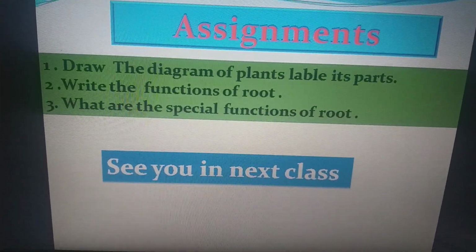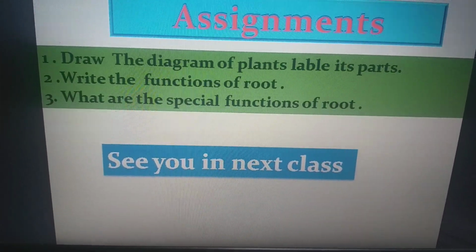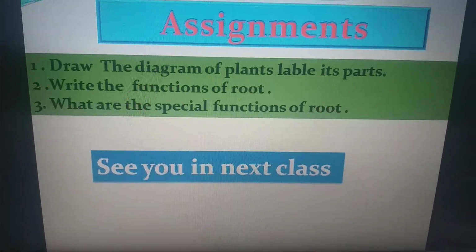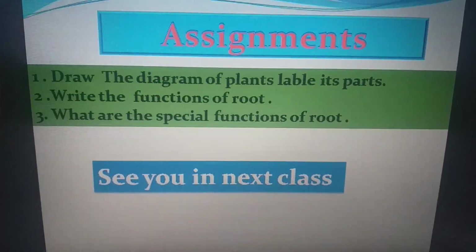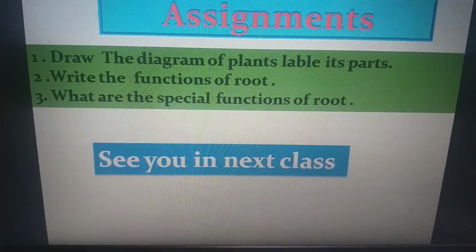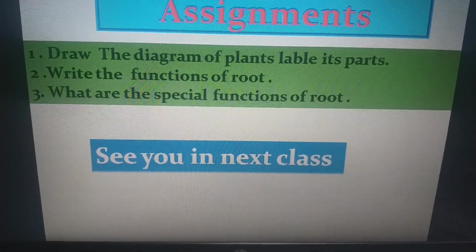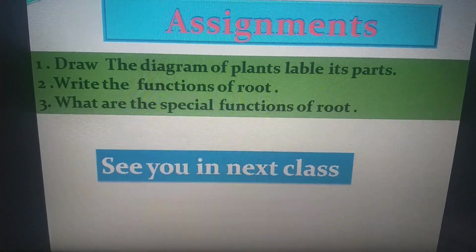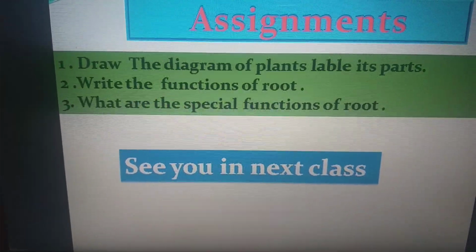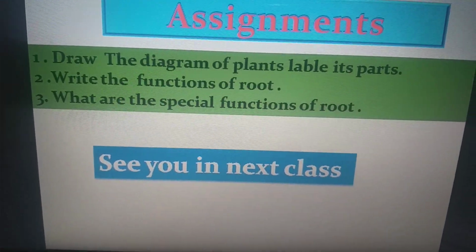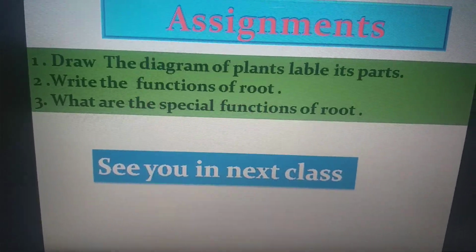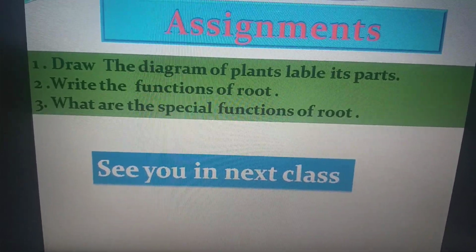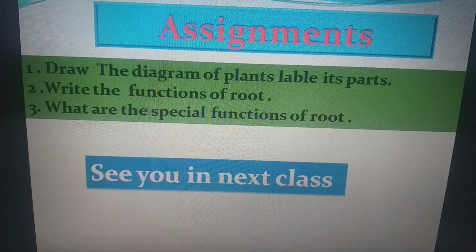Now this is the time for assignments. Look at the slide. These are your assignments. Draw the diagram of a plant and label its parts. You have to draw a diagram and label its parts like stem, leaf, root, different parts of the plant. And write the functions of roots. What are the special functions of roots?